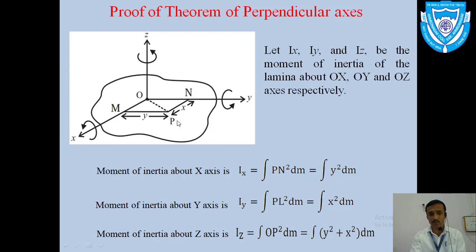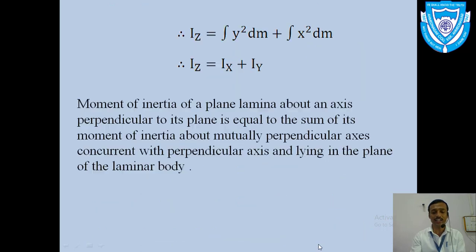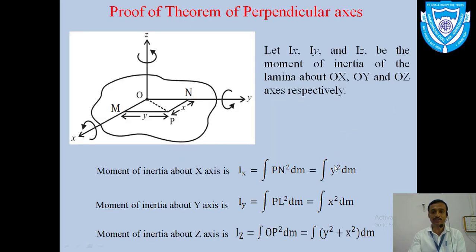z ऍक्सिस पासून हा जो पॉइंट P आहे तो पॉइंट किती डिस्टन्स वर आहे तर हा फाइंड आउट करण्यासाठी हा परपेंडिक्युलर आहे. परत मी जर पायथागोरस थेरम वापरला तर हा OP हायपो होईल. सो x स्क्वेअर प्लस y स्क्वेअर is nothing but OP square. So Iz is equals to integration of OP square, but OP square is nothing but y square plus x square. So I put here the values integration of y square plus x square dm. So if I separate the integration, then Iz is equals to integration of y square dm plus integration of x square dm. But integration of y square dm म्हणजे Ix आहे आणि x square dm म्हणजे Iy आहे.